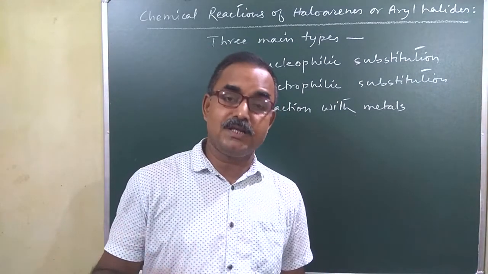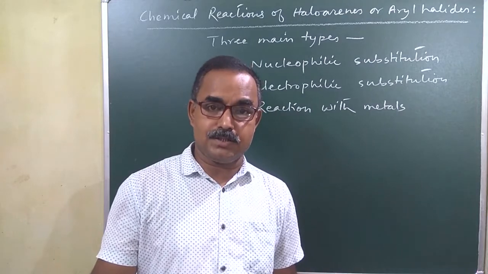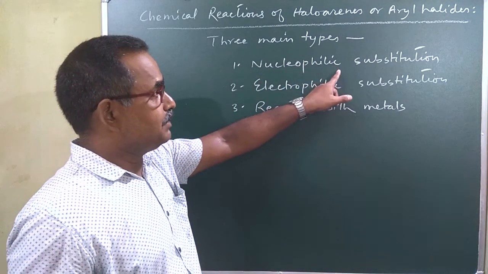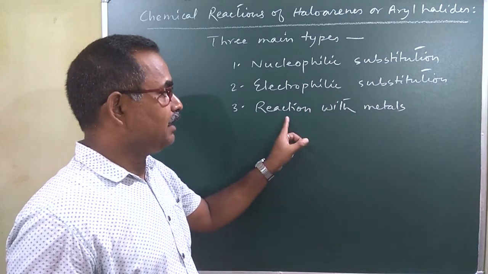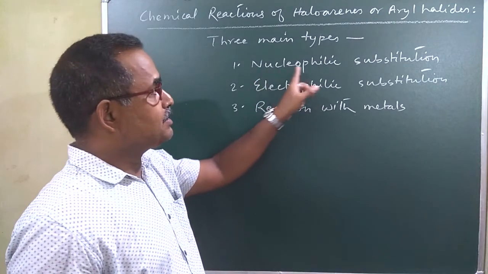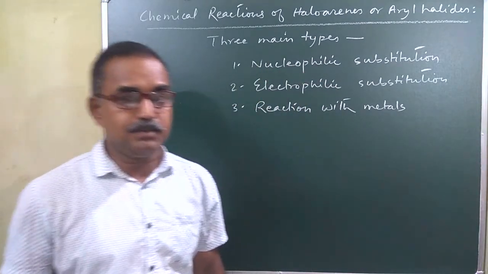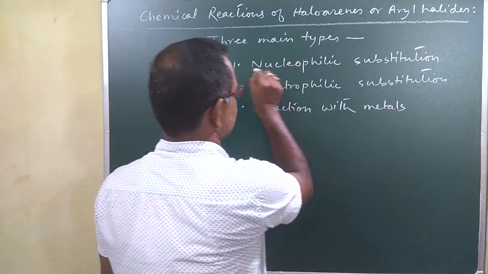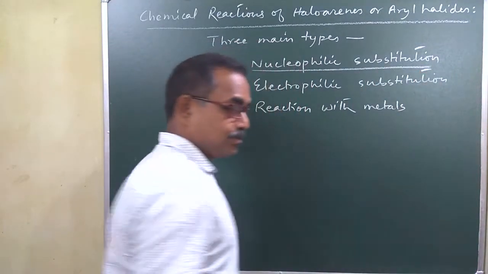Aryl halides basically undergo three types of reactions, and these three types are nucleophilic substitution, electrophilic substitution, and reaction with metals. First of all, we'll discuss nucleophilic substitution.